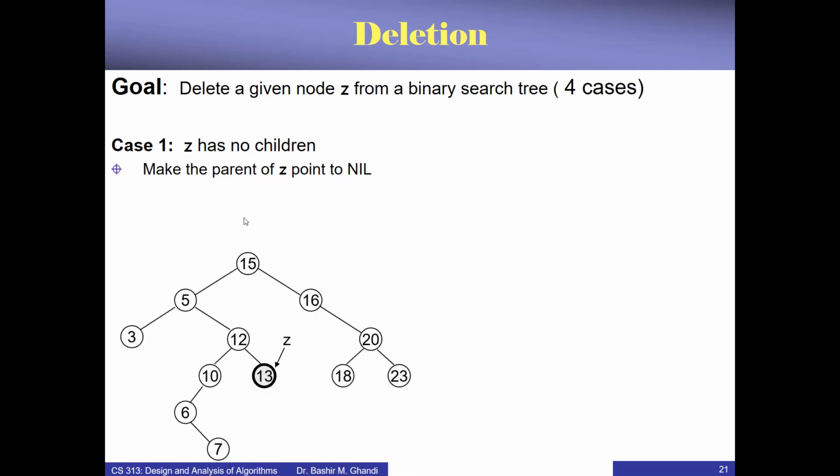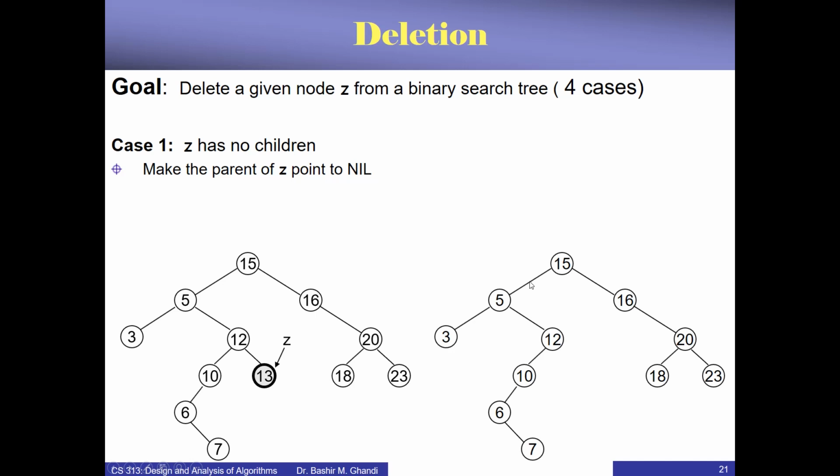Like here, if we want to delete 13, it has no children, it's a leaf node, so just make the parent of 13, which is 12, point to nil. So 12 has no right subtree. This is all we have to do. The parent of z should point to nil. So just cut this link and make it nil, and this will be garbage collected. So this is what we have as the result. This is case 1, where the node being deleted has no children at all.